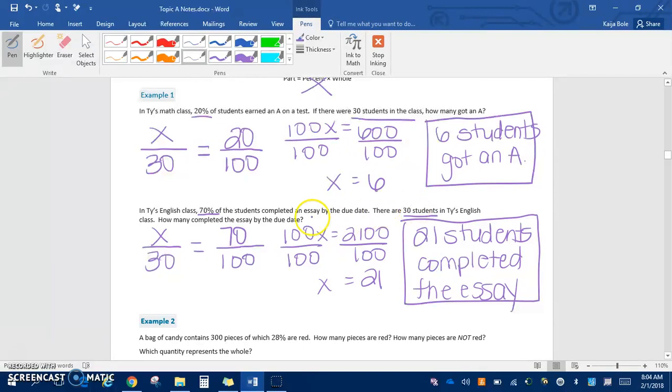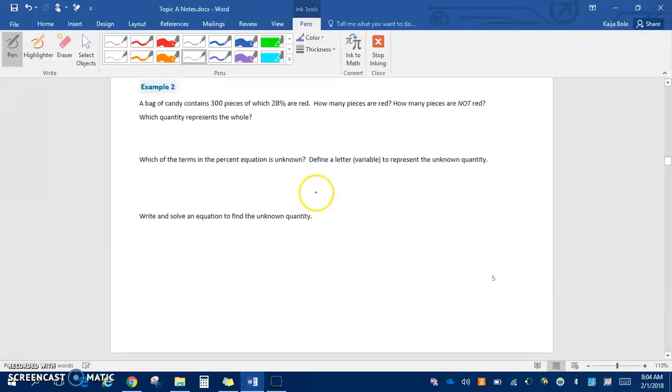Alright. Example 2 says, a bag of candy contains 300 pieces, of which 28% are red. How many pieces are red and how many pieces are not red? So which quantity represents the whole? We know that would be the 300 total pieces of candy.